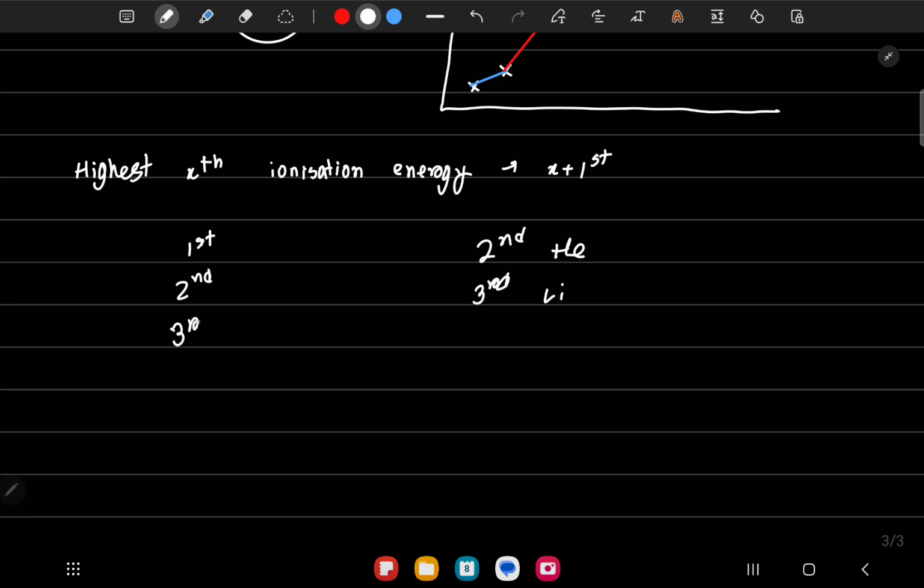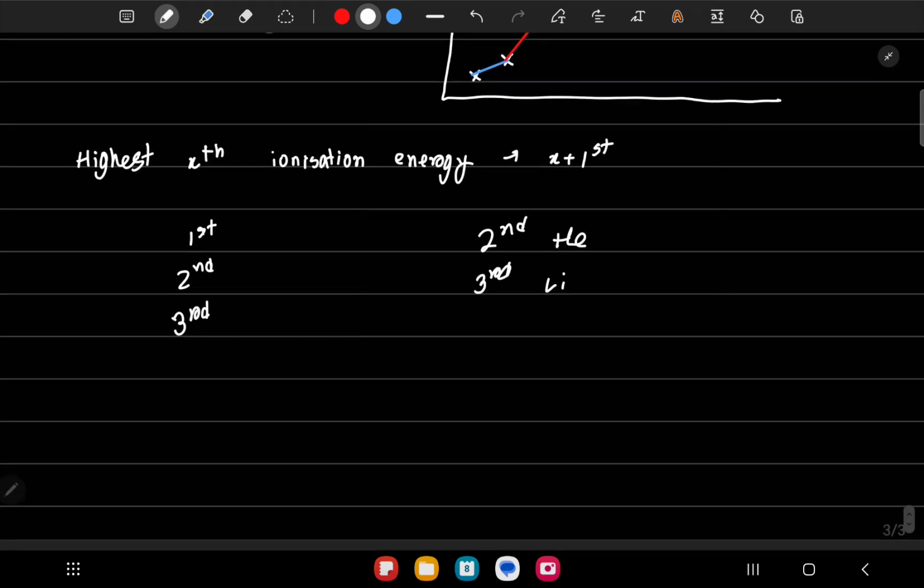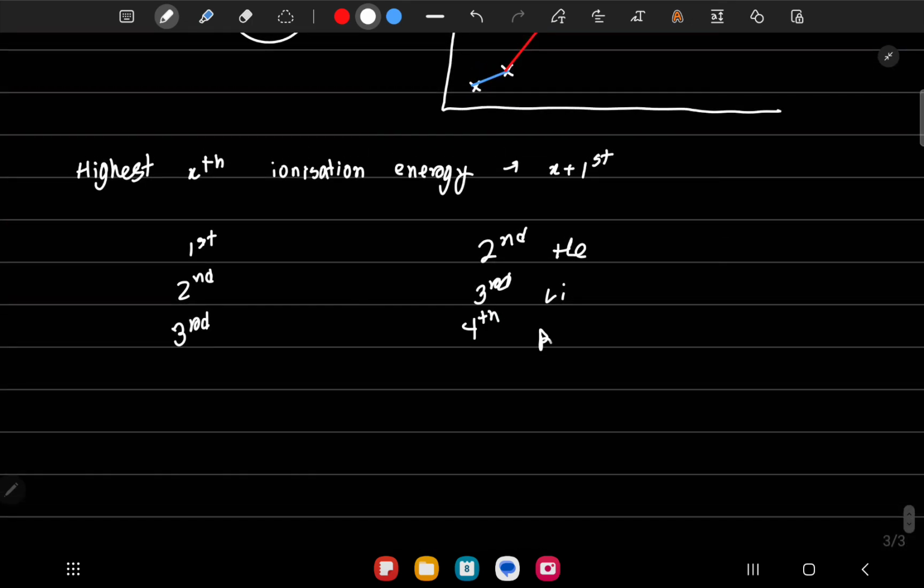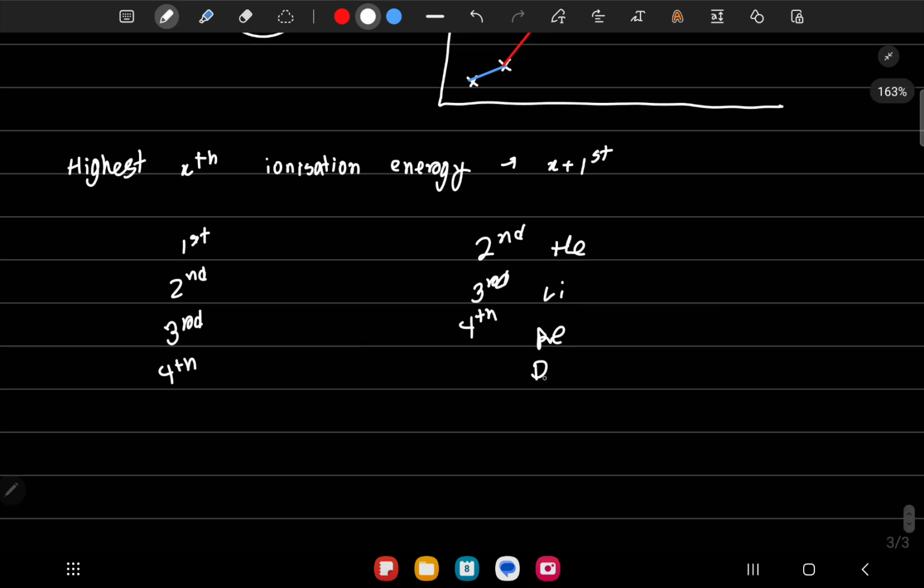The highest third ionization energy will be from the fourth element, which is beryllium. The highest fourth ionization energy will be from boron, and so on.